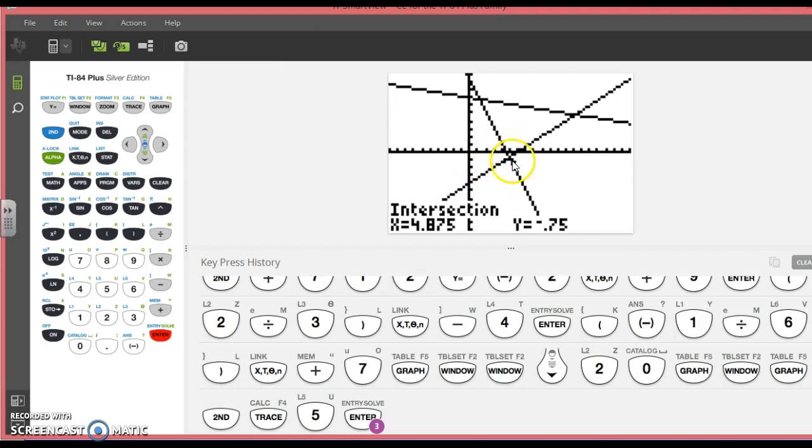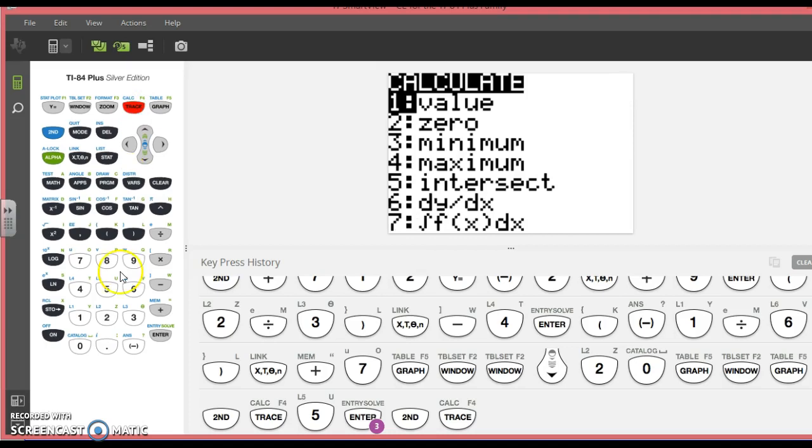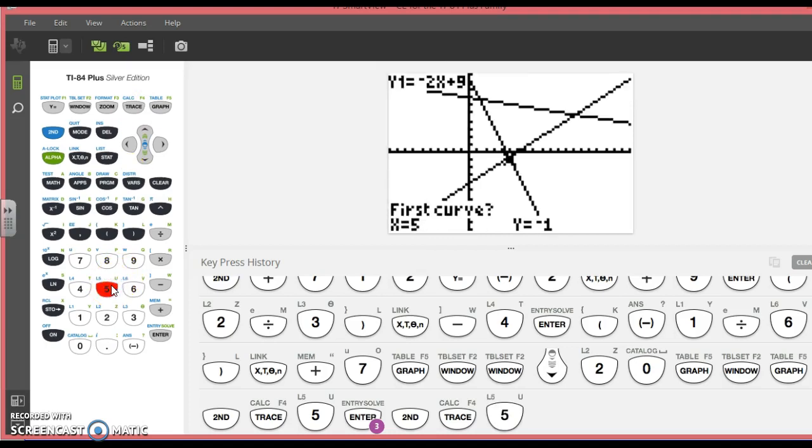To find the first point of intersection, I did second, calculate, and then just enter, enter, enter, and that gave me this bottom vertex of our triangle. Now I need to find these 2. So what I'm going to do is this. Second, calculate. Same exact thing, but I'm going to do 5.